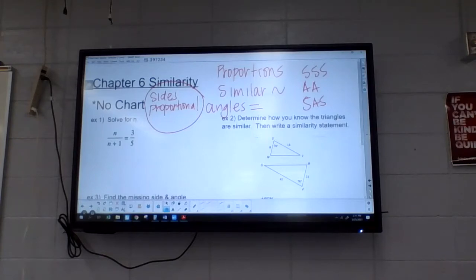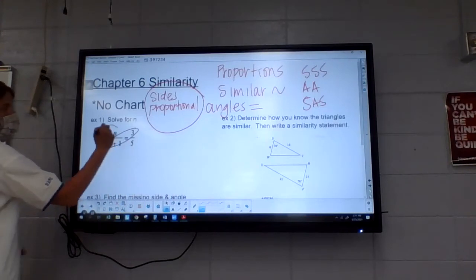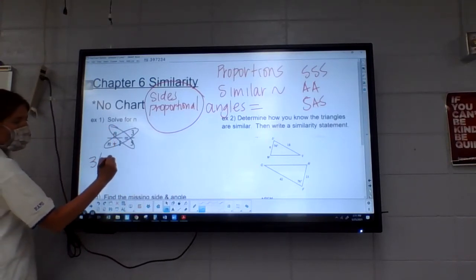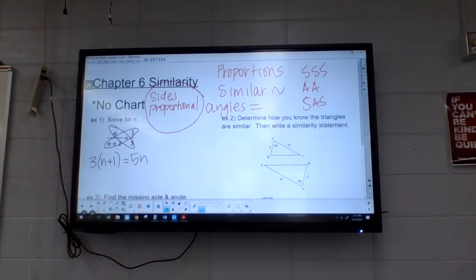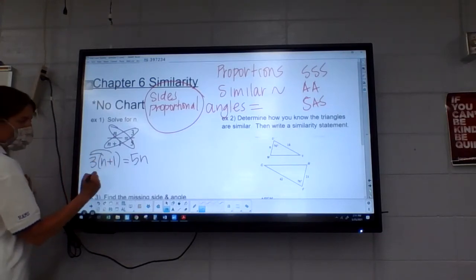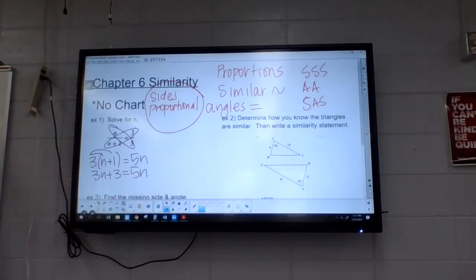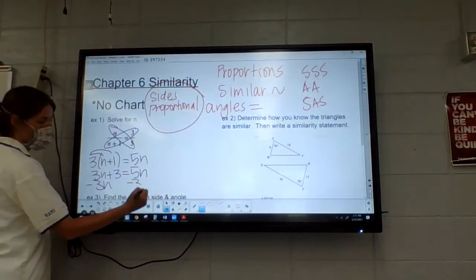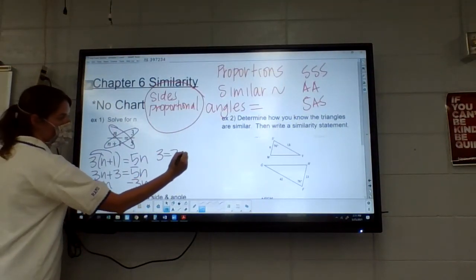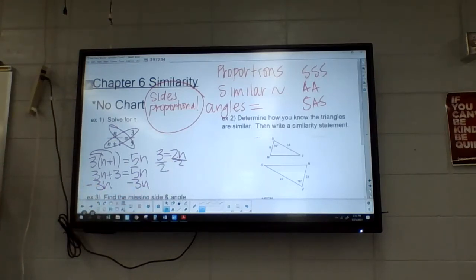So for example 1 there, we're going to use proportions. So we're multiplying. Move this over. So n ends up being 1.5.